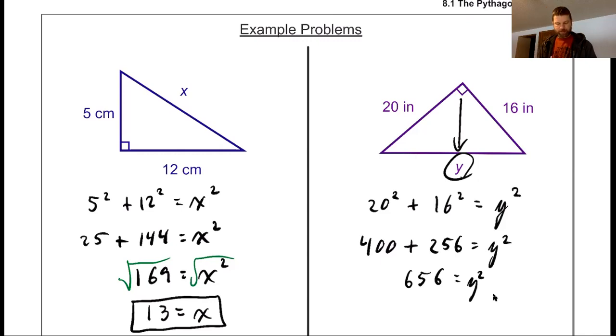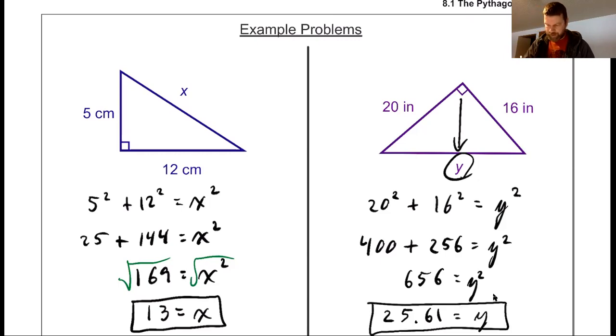Again, to get rid of that square, you just do the square root. In this case, it ends up being a decimal. So 25.61 about. And again, the way we got that, to get rid of a squared, you do the square root of both sides. So there's to it.